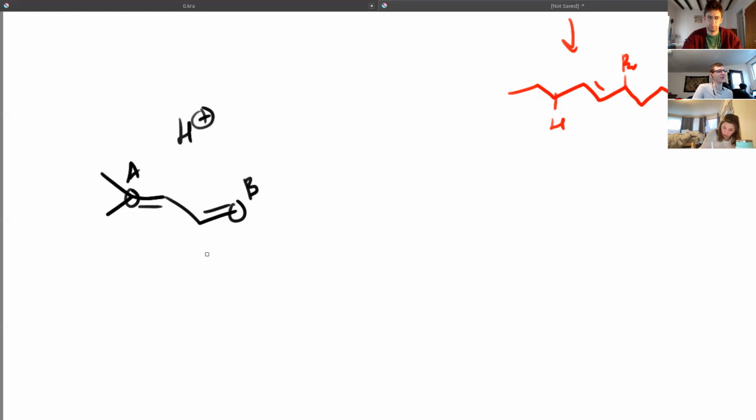No, let's think about that. Wait, what do you mean by more positive? Do you just mean more electron density? Yeah. Because then in that case, wouldn't A have more electron density? Yeah, I guess it would, wouldn't it? Yeah.